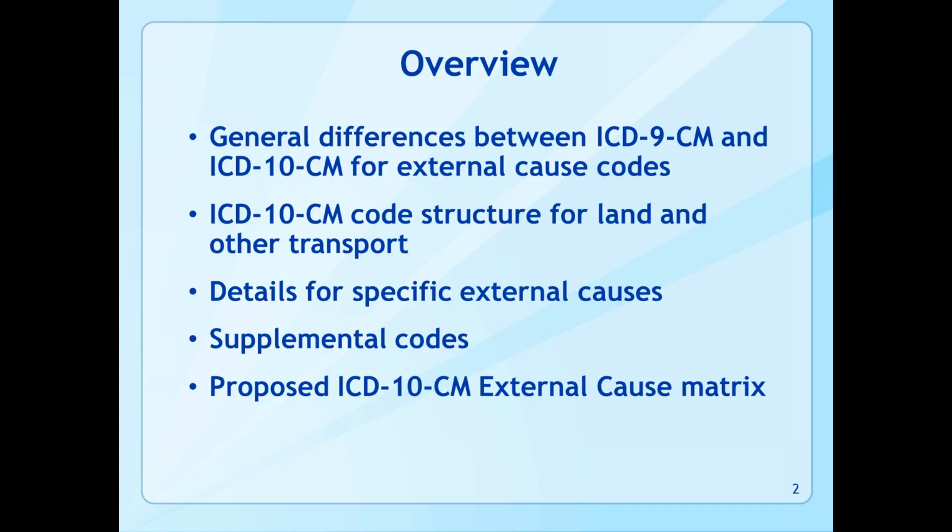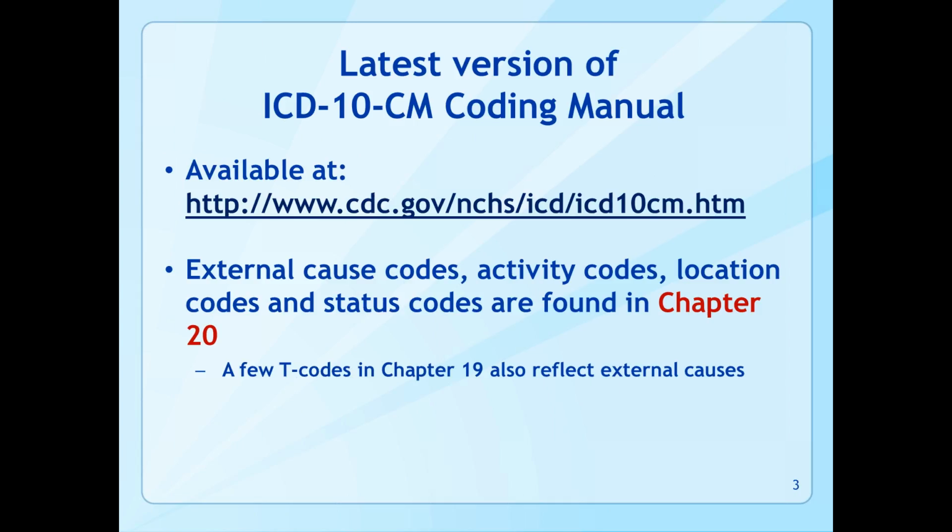So in this presentation, I'll go over some of the general differences between ICD-9-CM and ICD-10-CM as related to the external cause codes. And then I'll spend some time reviewing the code structure for the transportation-related codes. There's quite a few differences between 10-CM and 9-CM for the transportation codes. I'll also talk about some of the other external cause codes, but mostly just highlighting new codes or new concepts. And then I'll discuss some of the supplemental codes. And these are codes that capture information about blood alcohol level, activity, location, work status, that type of thing. And then finally, I'll briefly review the proposed ICD-10-CM external cause matrix.